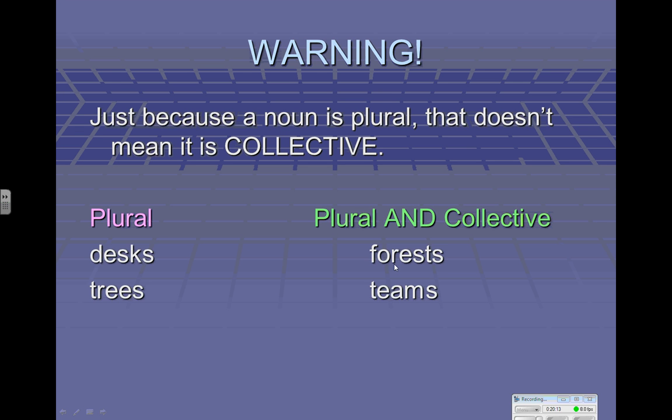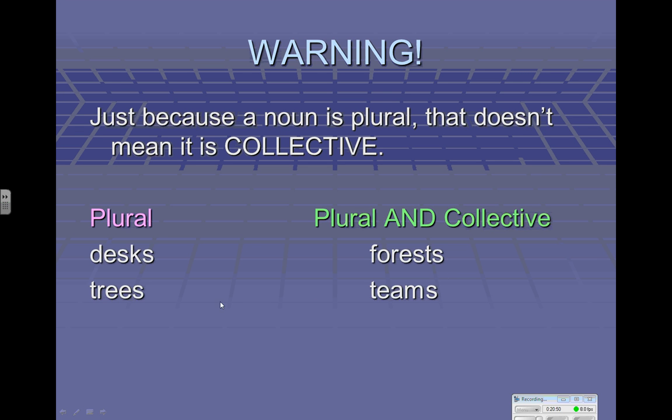Whereas if you look at the noun forests, again, another common noun, it's also plural. But again, if I get rid of the S, that'll help me figure out whether or not it's a collective noun. When I get rid of the S, I'm left with forest. Now I ask myself, does the word forest refer to more than one thing? And the answer is yes, a forest is a group of trees. So forest refers to more than one noun, even without the plural s. And so therefore, forest is collective, whereas desk was not.